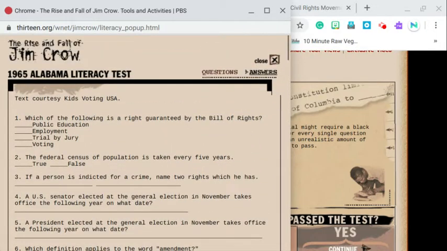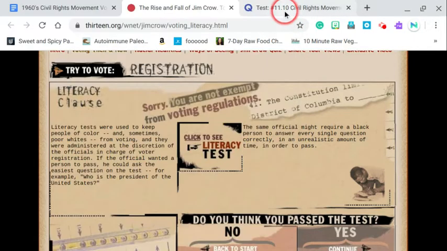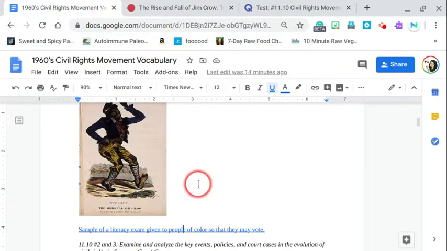So imagine this is in 1965. We're not even talking about the 1800s. We're talking about 1965. So this is not that long ago. This is like 55 years ago. Okay. So we have many laws that are very racist. And speaking of that, you also have the grandfather clause.